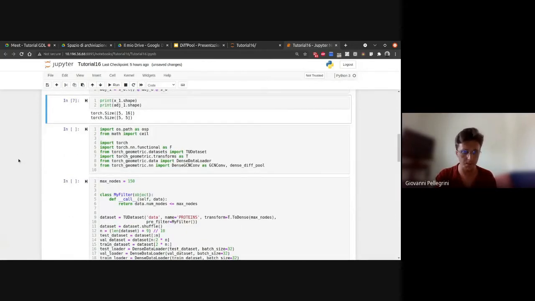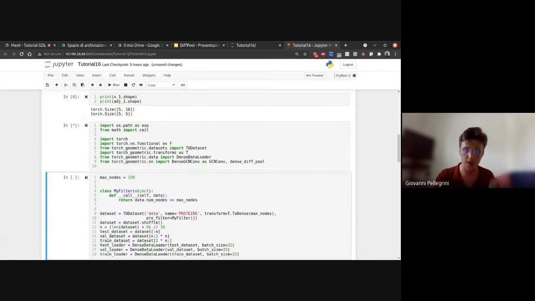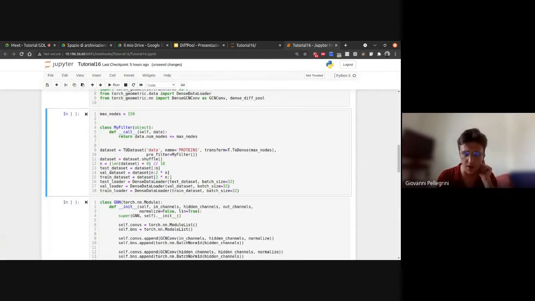Okay, so I took the example that is in the PyTorch Geometric tutorial about DiffPool, and I have modified it a bit. It's not working yet because I broke it just before the presentation, but once it is uploaded, it will be a working version. Here, just to give you an example of how we can construct this in PyTorch Geometric.